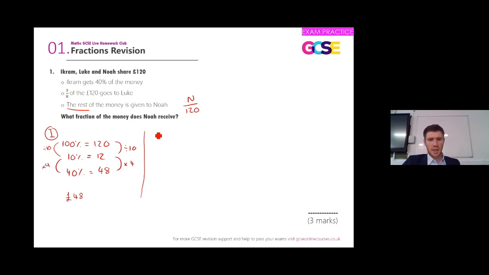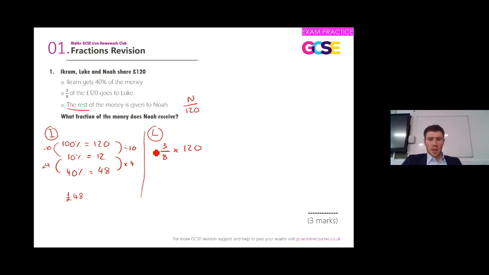Let's check out Luke. Because remember, Noah is going to get everything else. So if I know what Ikram gets and I know what Luke gets, I'll be able to work out what Noah gets pretty easily. 3/8 of 120. Remember what I said: that of means times. 3/8 times 120. Remember, number divided by denominator times numerator. That's how we want to do this.